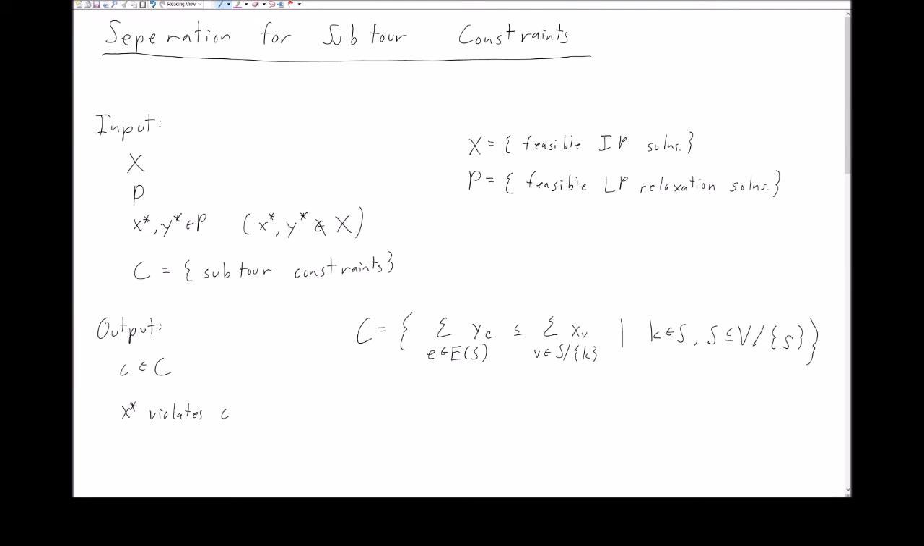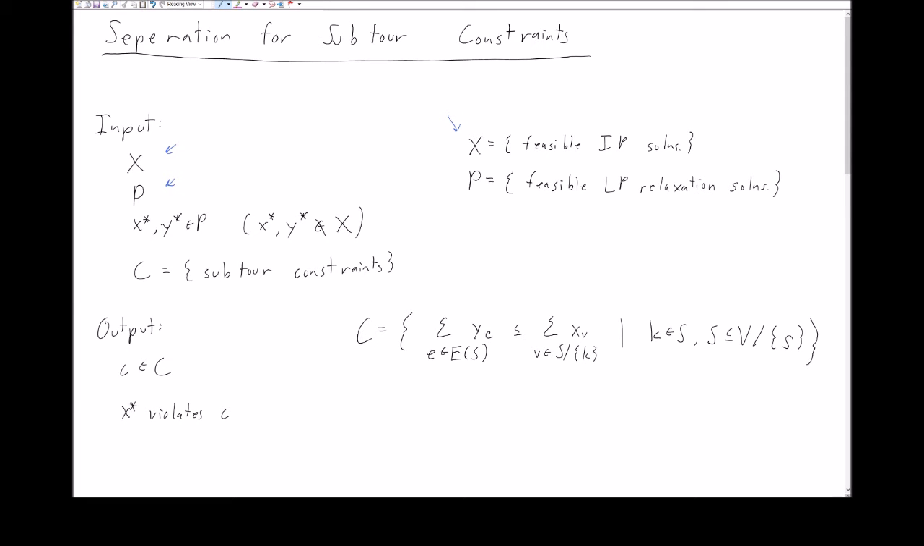Now that we have the subtour elimination constraints in hand, we should start thinking about solving the separation problem for them. We can recall what the separation problem is. We're given a set of feasible solutions, X. In this case, X is the set of all feasible solutions to our original integer program. In this case, the integer program is going to include all the subtour elimination constraints. Our polyhedron P is going to be defined by the linear programming relaxation of this integer program.